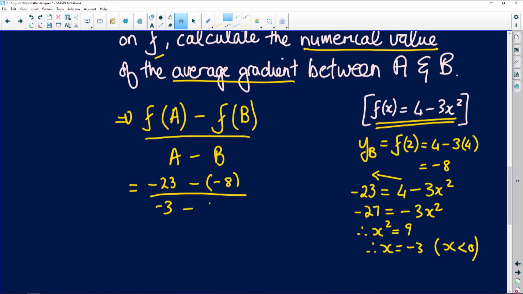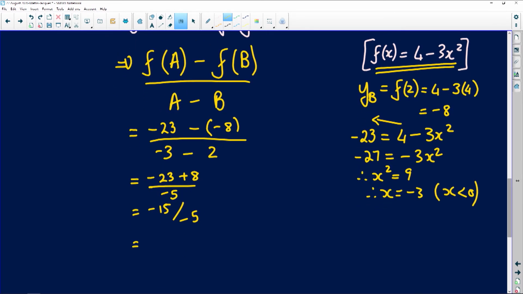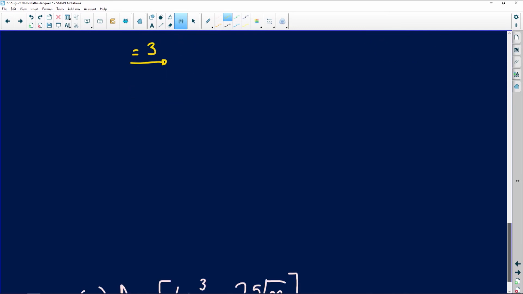So here we have minus 3 minus, do we have the x value for point B? Yes, we do. That is 2. Okay, so let's see. We got minus 23 plus 8, don't fall over that, divided by minus 5. That gives us minus 15 over minus 5, and we all know for centuries that is 3. Nothing has changed. So the numerical value of the average gradient between those two points is indeed 3.